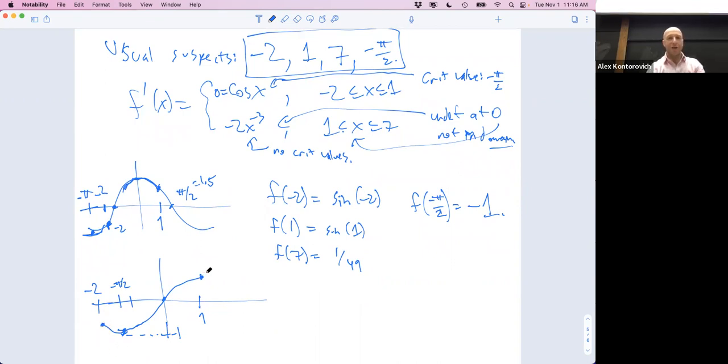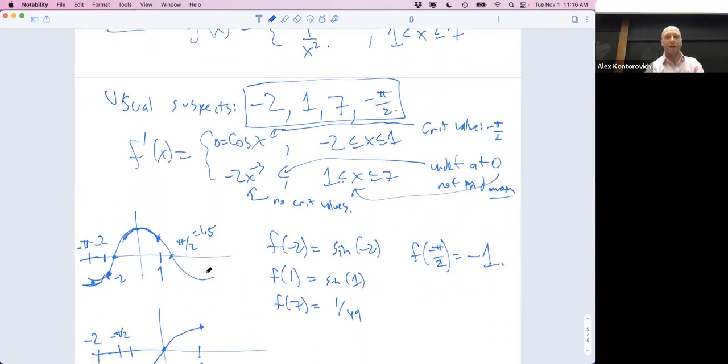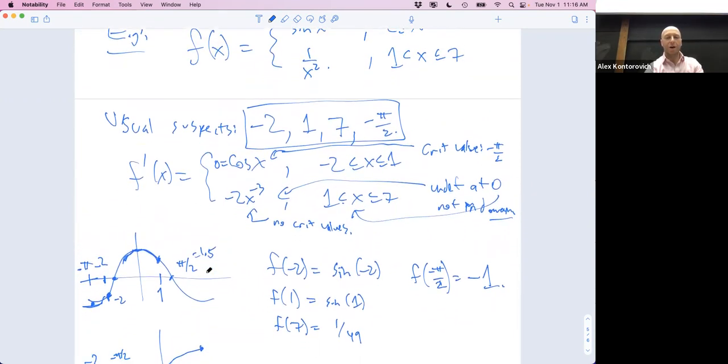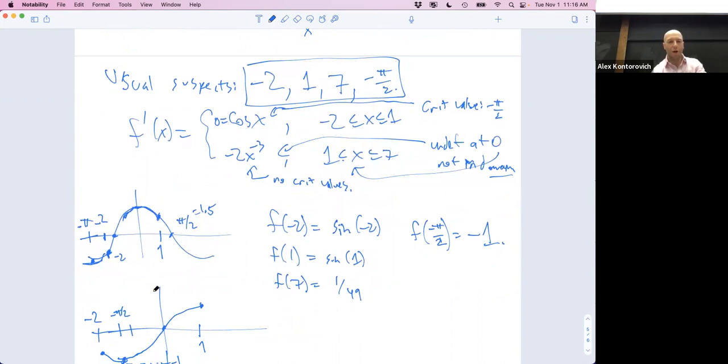And then I skip from here to 1 over x squared. So I start with 1, which is a little bit higher than sine of 1. This is sine of 1. And then I go down like 1 over x squared, and I go down until I get to 7. And at 7, I'm at a height of 1 over 49. I mean, this height is 1 over 49. Okay.